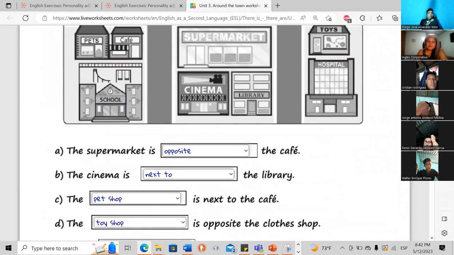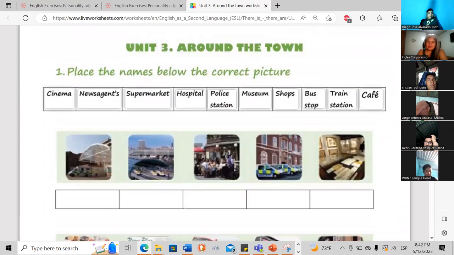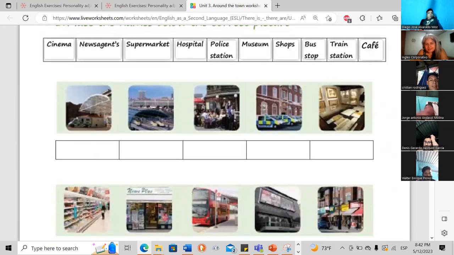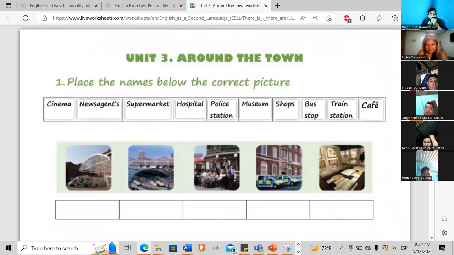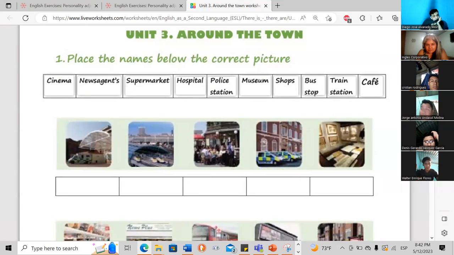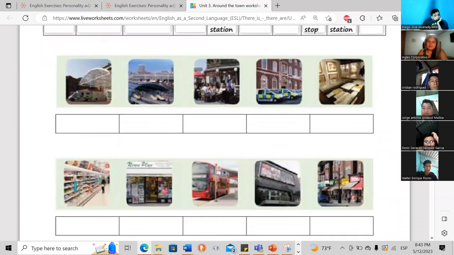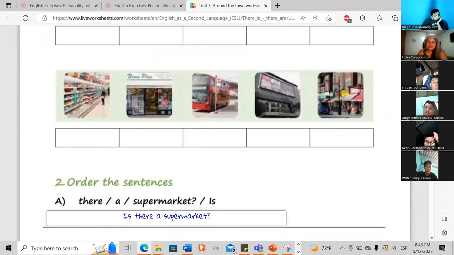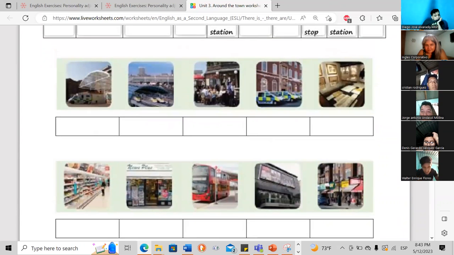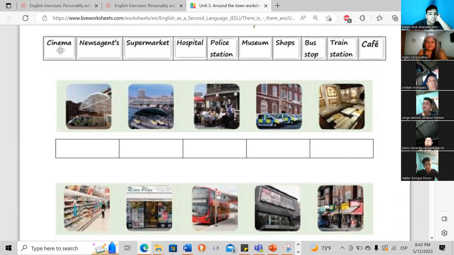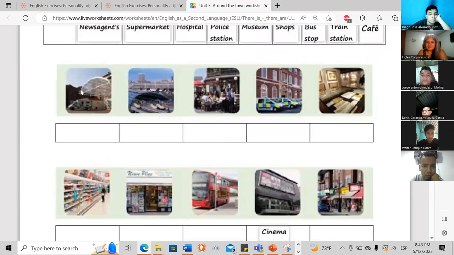Esto no, porque no lo hemos visto, pero. What about this vocabulary? Es que eso no se ve muy bien, ¿verdad? Un poquito, más o menos. What is the cinema here? ¿Cuál es el cinema? Maybe this one. Cinema. Okay.